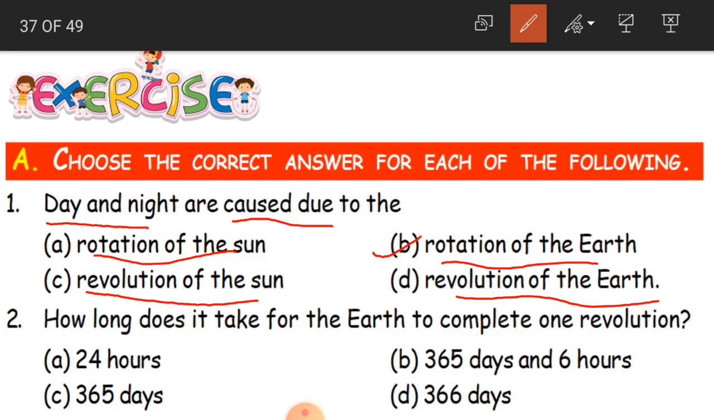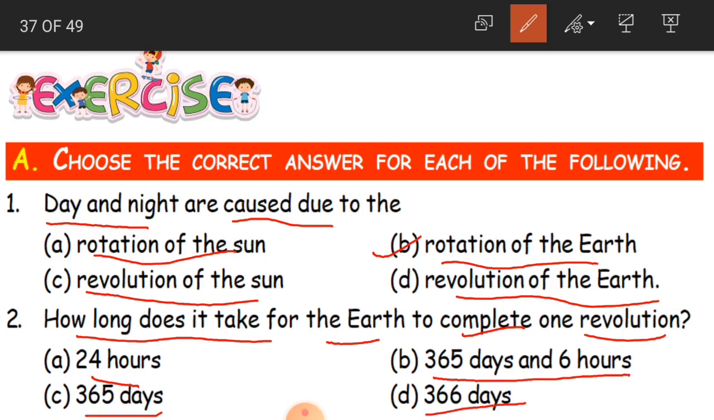Yes. Now the second question is, how long does it take for the earth to complete one revolution? What is revolution children? That is the earth revolving around the sun. Okay, to complete one revolution, how many days or how much time does the earth take? Is it 24 hours, 365 days and 6 hours, or 365 days and 366 days?